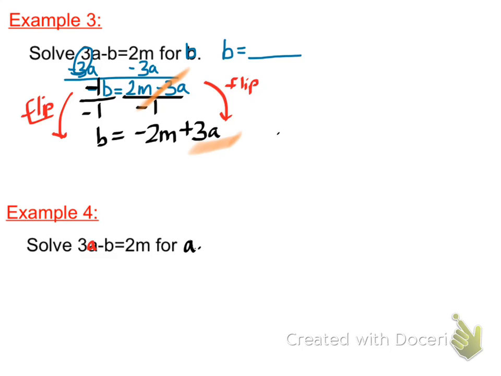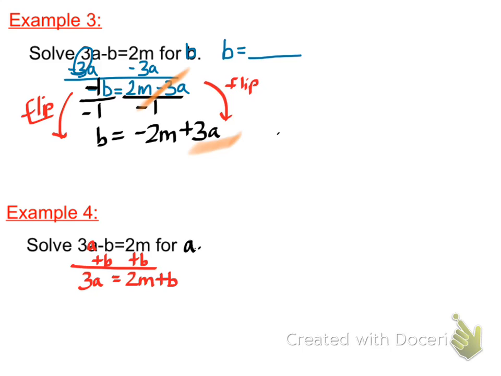Now we're going to look at example 4. Example 4, the goal is to solve for a. So notice it's the exact same equation, but now we're solving for a. We're getting the a alone. So we have 3a minus b equals 2m. So to get a alone, we start with adding b's, so that we have 3 a's left over on the left, and on the right we have 2m plus b.